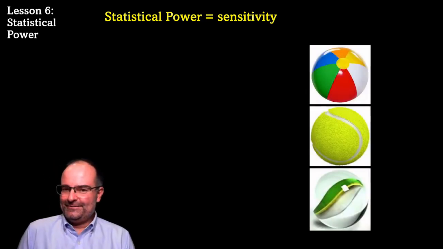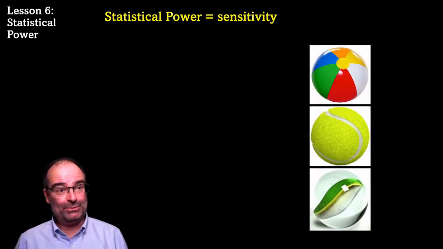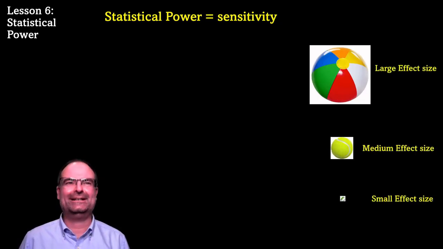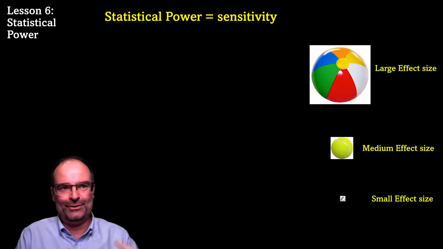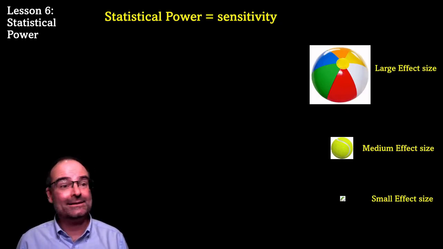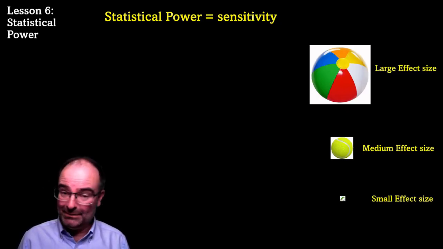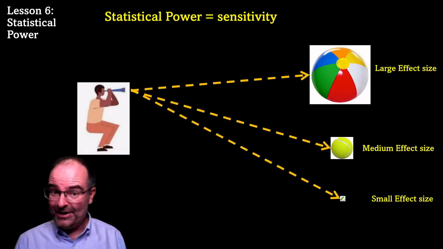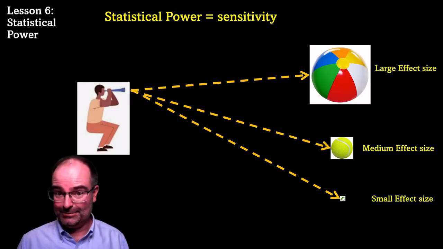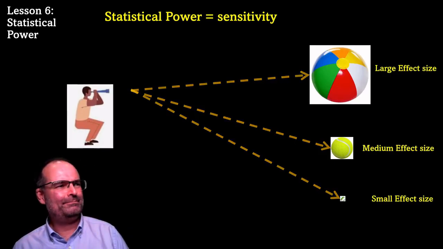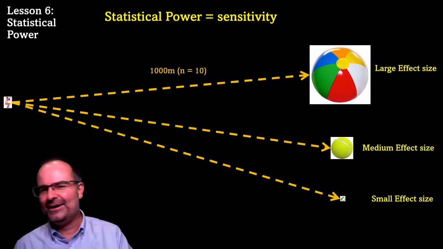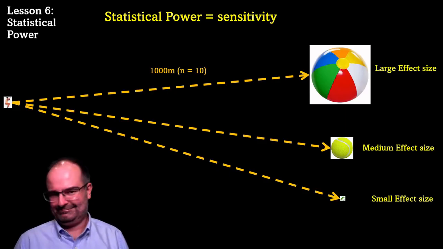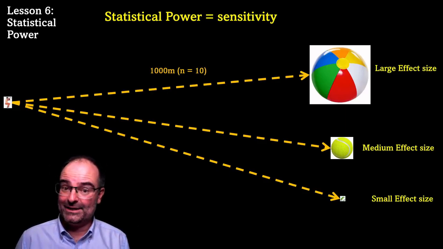Imagine that you're trying to find 3 objects: a beach ball, a tennis ball, and a marble. They're different sizes, obviously. In my little metaphor, the beach ball is the large effect size, the tennis ball is the medium effect size, the marble is the small effect size. And imagine that you're trying to find these objects with a telescope, okay? What's important to know is how far you are from the objects. And the distance from the objects here, I'm using as a metaphor for sample size.